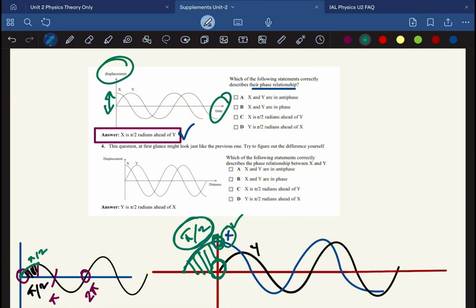Now let's look at a very similar question, which is question number 4 on another year, which at first glance might look just like the previous one. Try to figure out the difference yourself. It says about the phase relationship between x and y. The question is exactly the same, but here the quantities they have given us are displacement and distance. Now please write this down in a corner in your copy: when they compare a displacement time graph, we compare them vertically, but when they say displacement distance graph, we compare them horizontally.